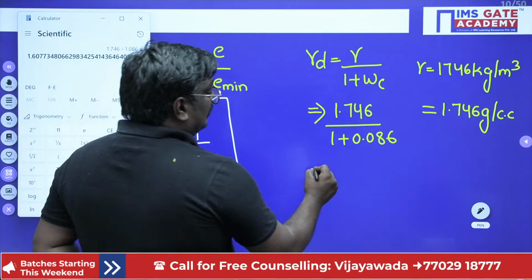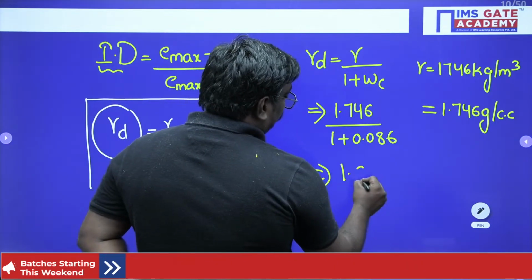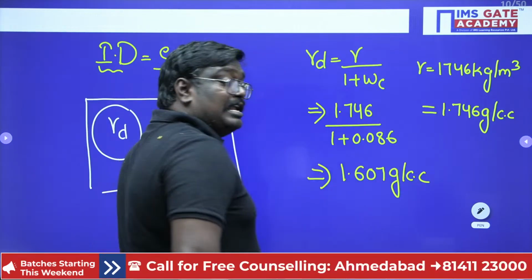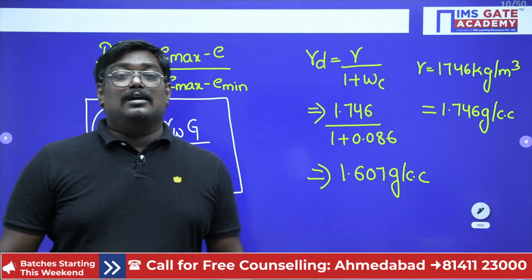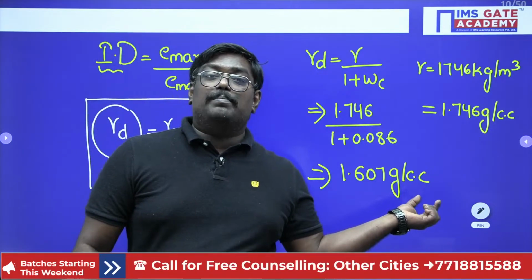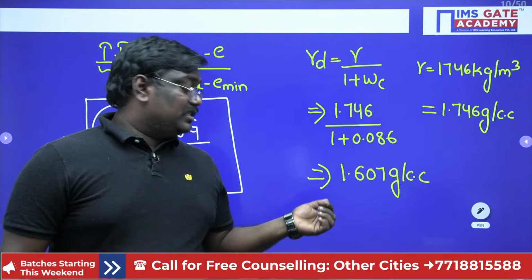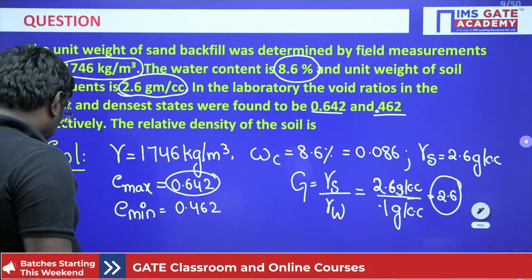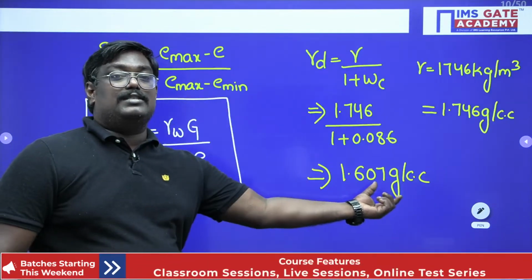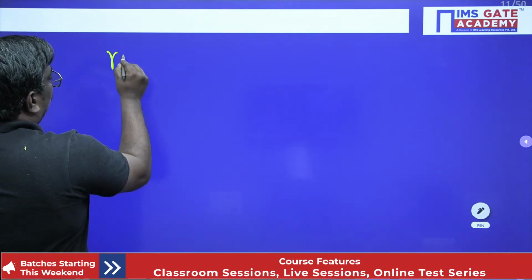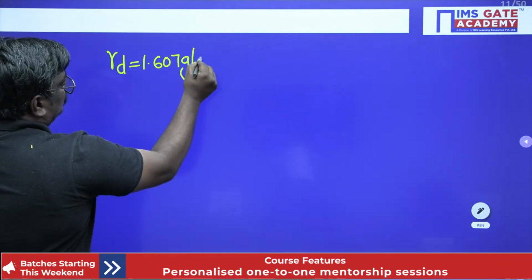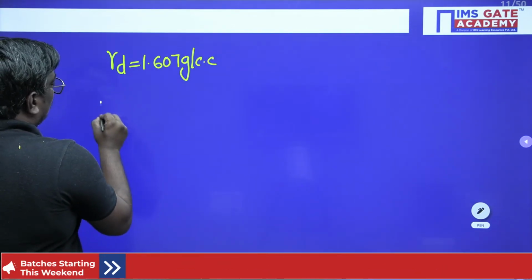How much is the gamma D? Gamma D is nothing but 1.607 gram per cc. So immediately students will ask me, sir, why have you taken this? You can take it as 1.60. But see, students, when you see the void ratio here, they have given the values up to 3 decimals. That is the reason I have taken the dry density up to 3 decimals. So gamma D is equal to 1.607 gram per cc.